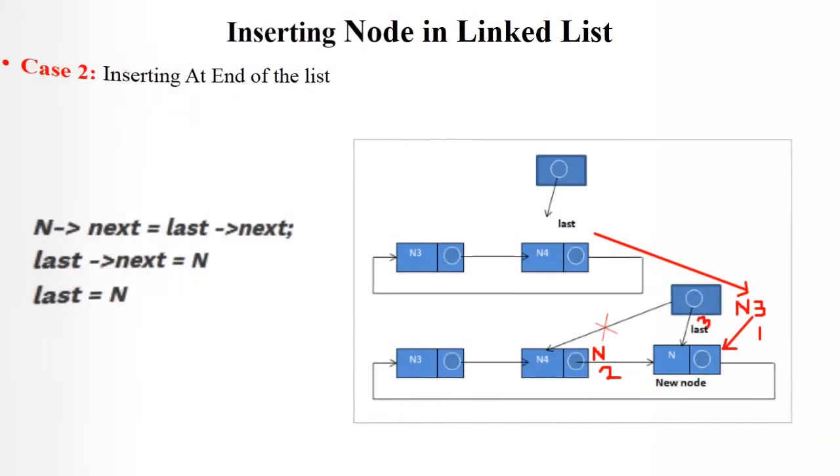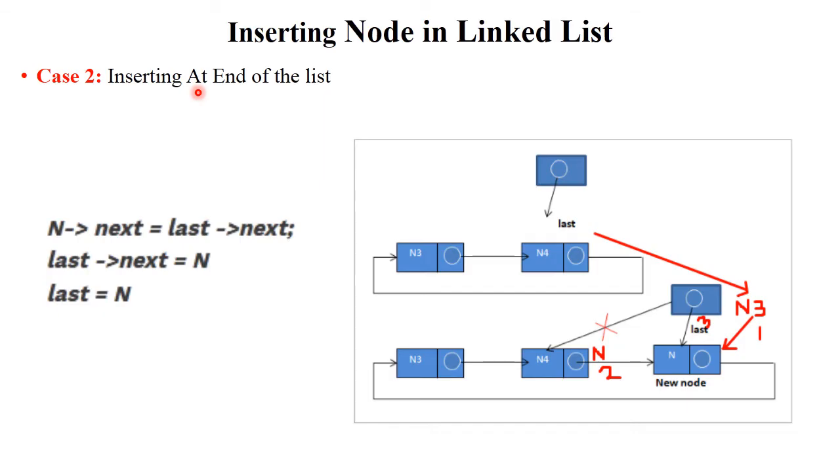Next. Now the next case is insertion at the end of the linked list. Now see here. Suppose this is your given linked list, right? N3 and N4. There are two nodes present and you want to add this node N at the end of the linked list. Okay? Again, think logically. How do we perform that? Suppose you have to add N node here.